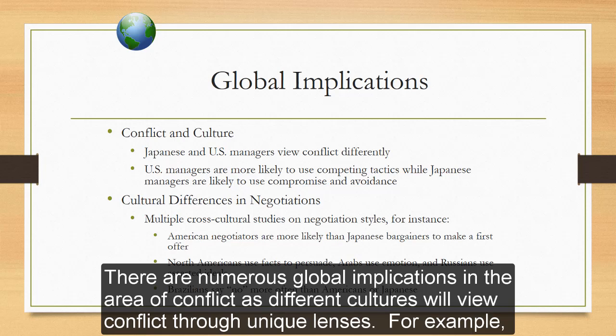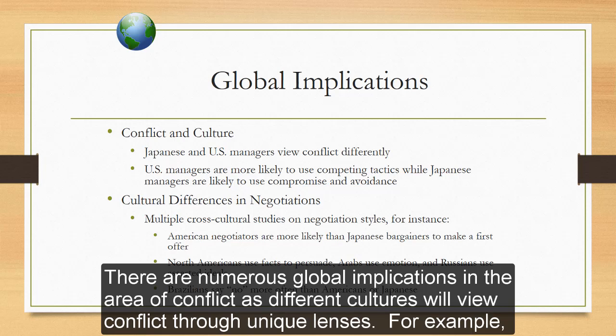American negotiators are more likely than Japanese bargainers to make the first offer. I always like to make the first offer because it defines the playing field. North Americans tend to use facts to persuade. People from the Middle East tend to use more emotion, and Russians tend to assert more ideals and values. Interestingly enough, Brazilians say no more than Americans and Japanese. So, some very interesting research on these global implications.